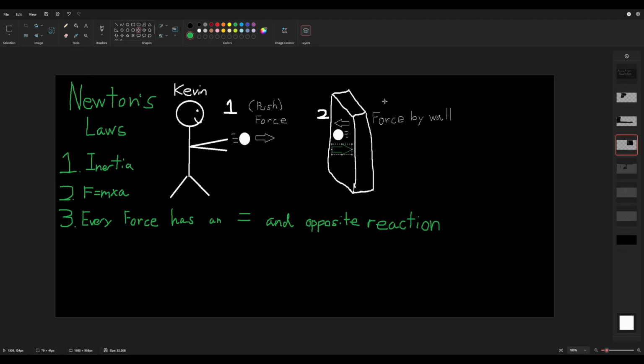Another way you could think of or experiment with this concept of the third law is if you were to take your hand and either on a desk or a wall, if you just push on that desk or wall, that feeling you get of pressing is actually that desk or wall pushing back on your hand. So it's not the force of you pushing the desk, it's the desk pushing back on you because of that third law.